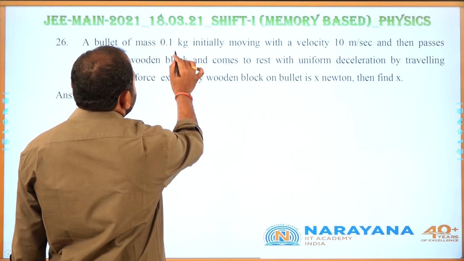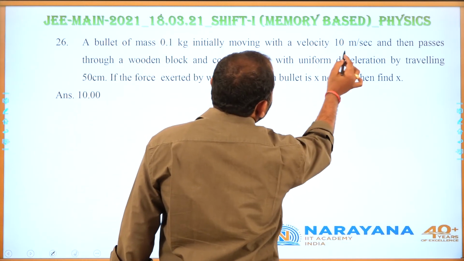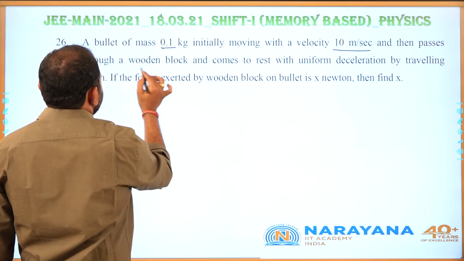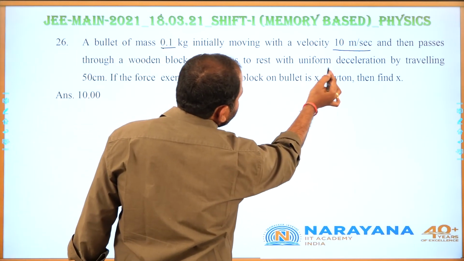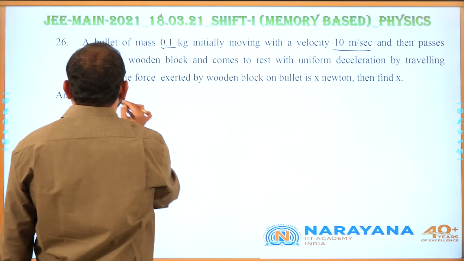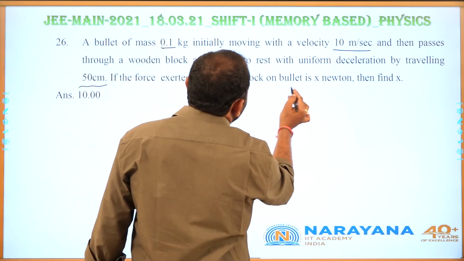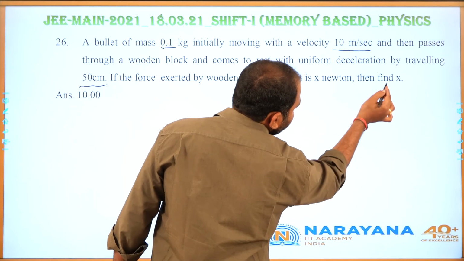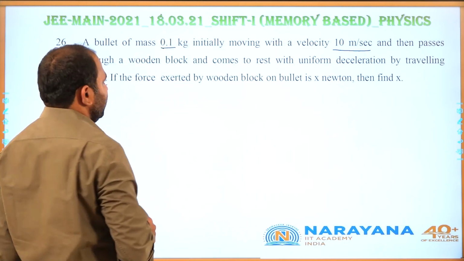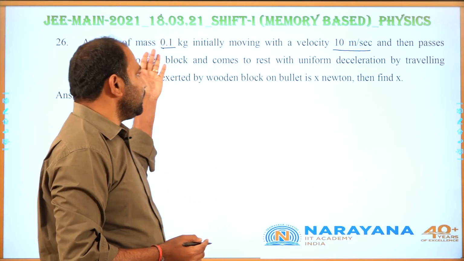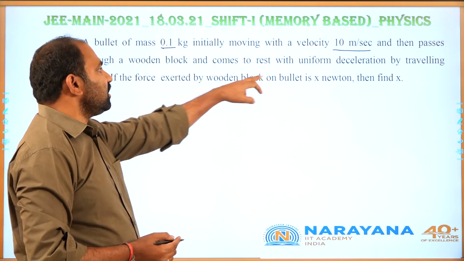A bullet of mass 0.1 kg initially moving with velocity 10 meter per second then passes through a wooden block and comes to rest with uniform deceleration by traveling 50 centimeter. If the force exerted by the wooden block on the bullet is x Newton, then find the value of x. So simple kinematic equations we can use. Here it is mentioned that deceleration is uniform.